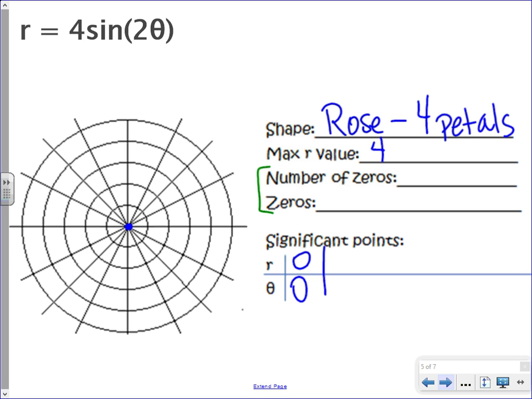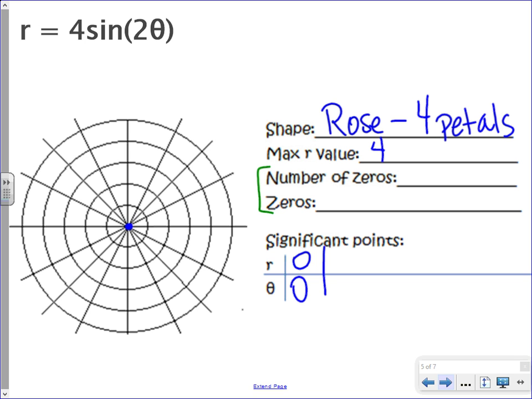We begin our rose curve at the pole. This is always going to happen with sine, isn't it? The sine of 0 is 0. So anytime you have a rose curve that involves sine, we're going to start with the pole. Now, the trick here is to figure out where our first petal is. It's going to be different with each equation.